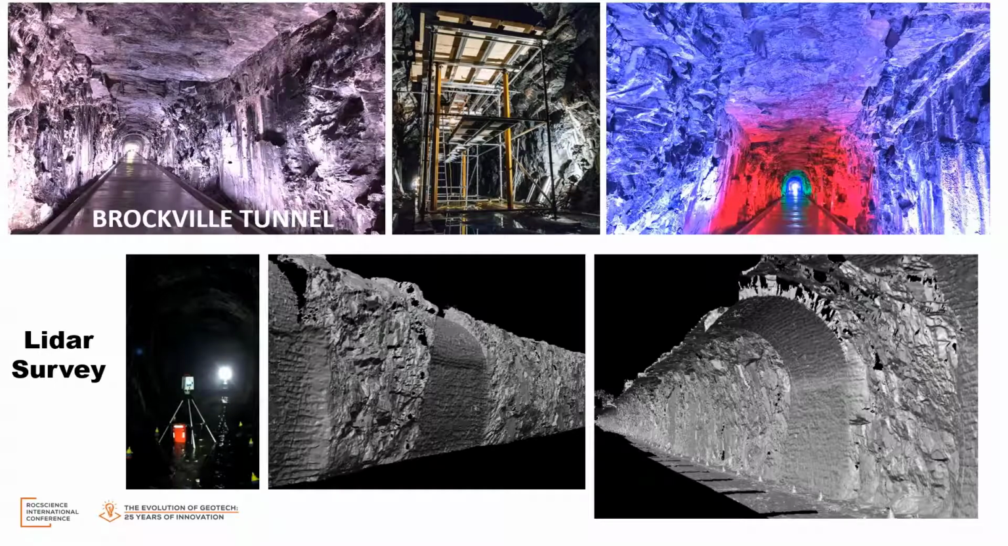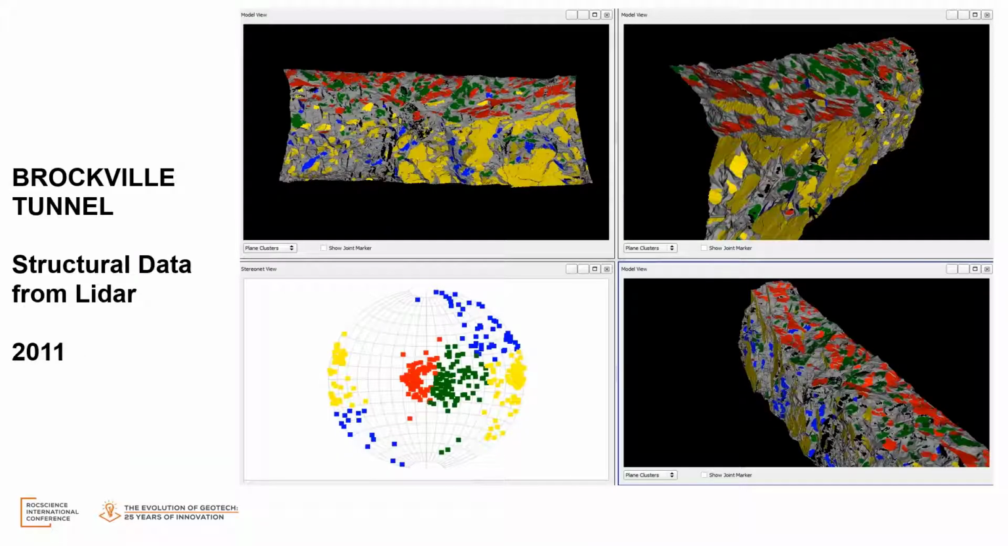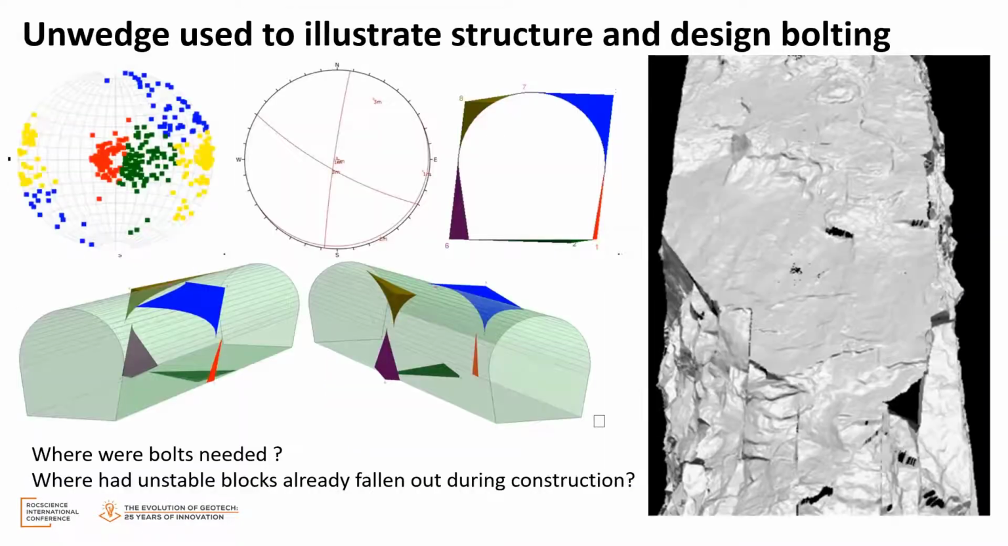Unwedge itself lives on. This is just some work I did some years ago in the Brockville Tunnel, which is now open for tourists. It's a fabulous location when COVID's over to go visit. But as part of this feasibility safety stage to reopen this tunnel, we did some LiDAR scans. Those LiDAR scans were automatically turned into stereo nets, and then using Dips and Unwedge, we were able to show where bolts were needed, but more importantly, where the unstable blocks had already fallen out during construction, and we could retain as much as possible of the original tunnel profiles, just using a simple tool like Unwedge.